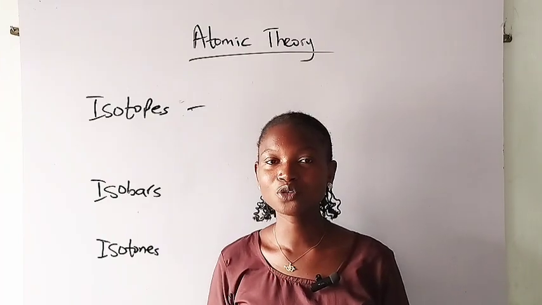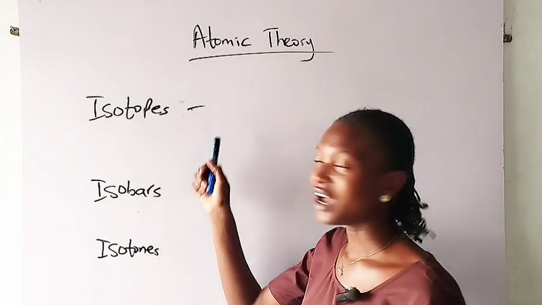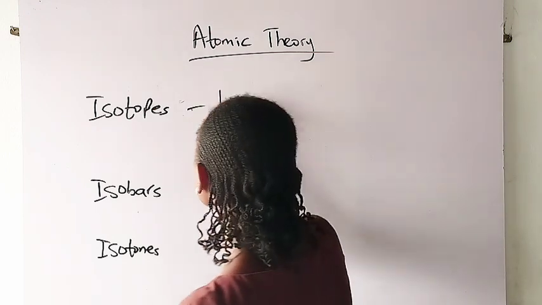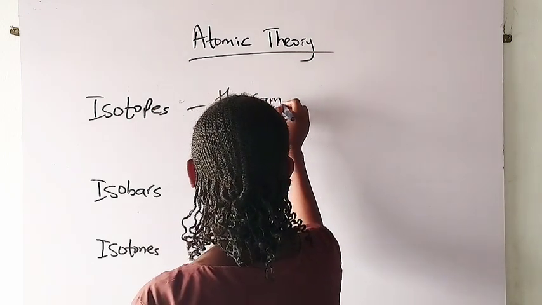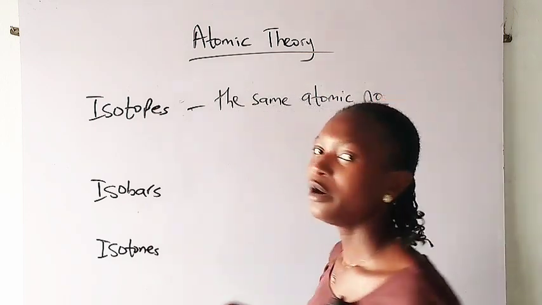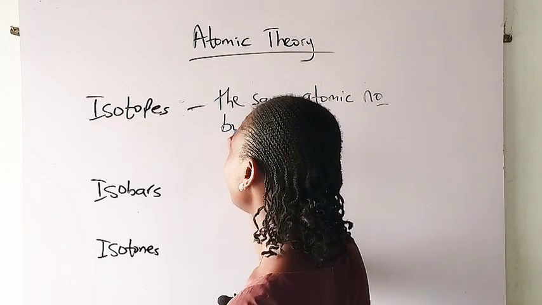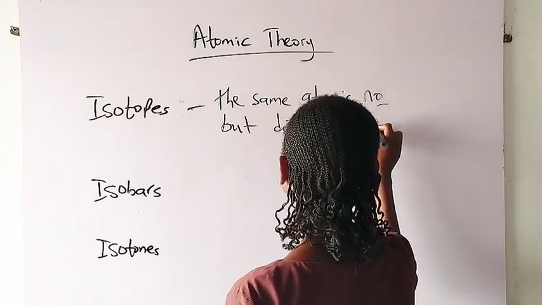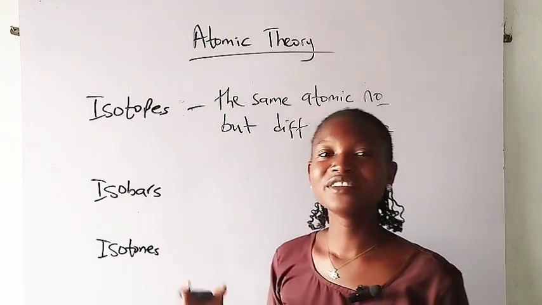Okay, so what is isotope? I know you know that, right? So isotopes are atoms or elements that have the same atomic number, but what? But different mass number. So they have the same atomic number but different mass number.